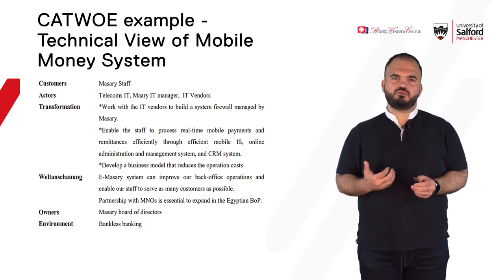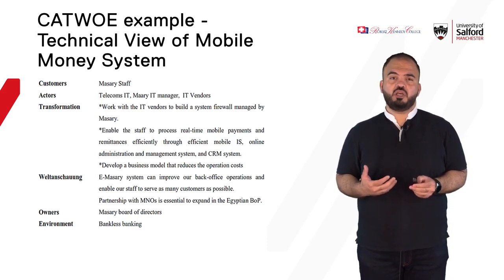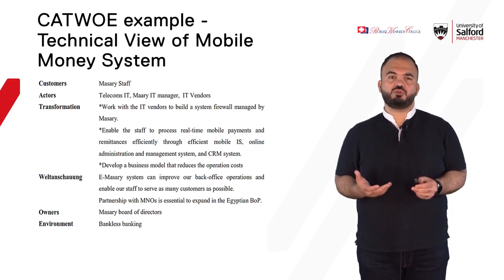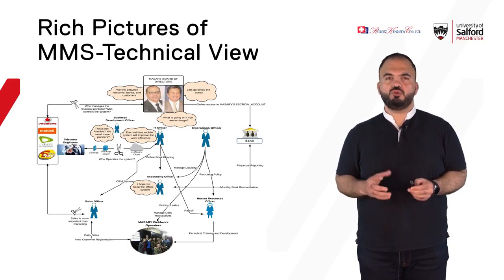Now, the key actors of this, the Masari company, the IT manager, IT vendors, all IT staff and telecoms, they need to have such a thing. So this is more technical. The ideal view is to have a maintained wireframe with authorized access to everybody, so everybody is protected. The owners is the board of directors of this company, and the ideal view is to have branchless banking and a cashless society.